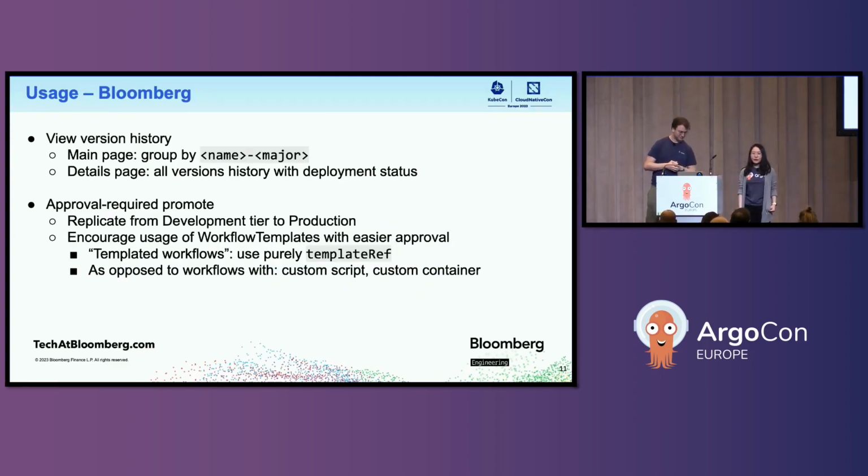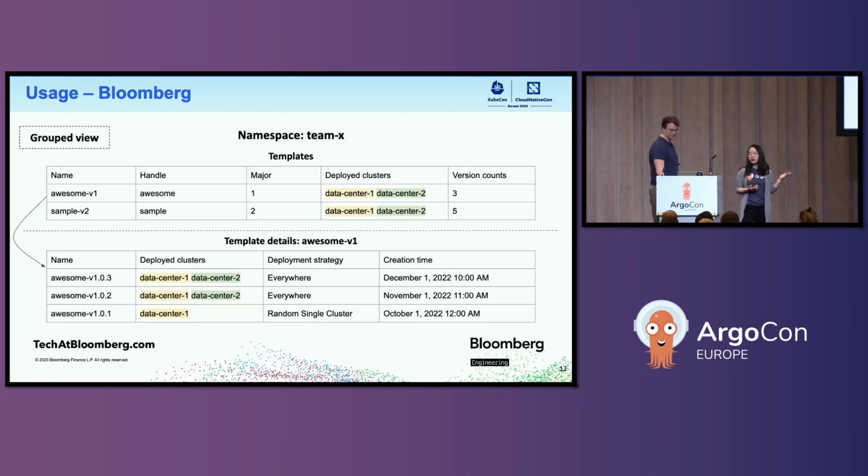Yep. So the two main highlights for our usability for users are our version history view, and also approval is required to promote something onto the production tier. So we'll take a first look at the view first. We have a mocked view of how our UI looks.